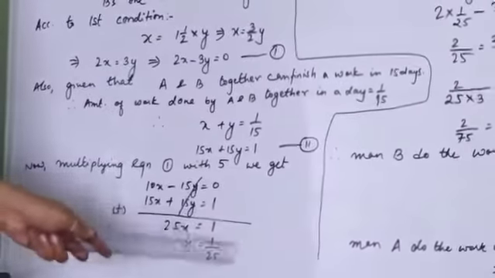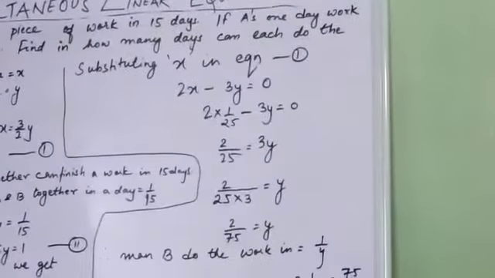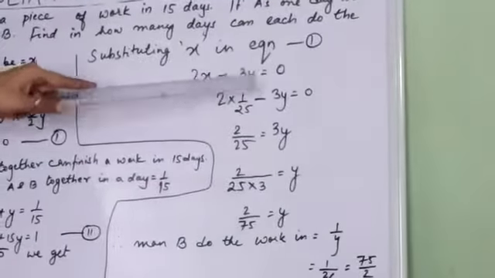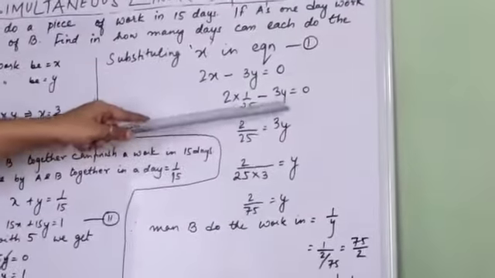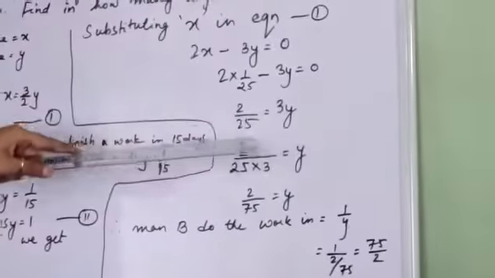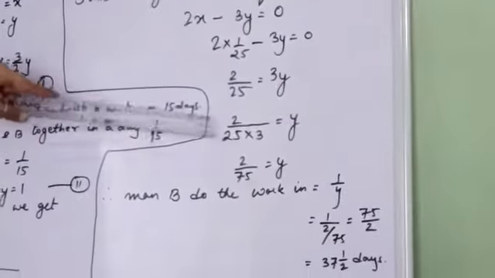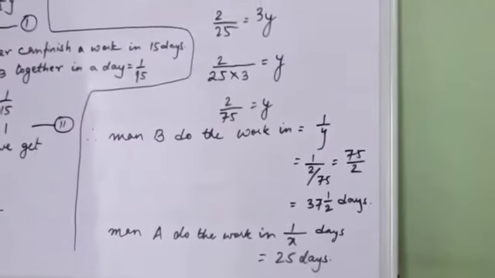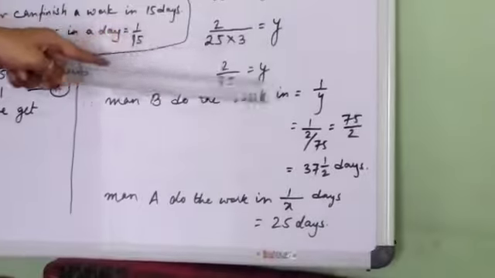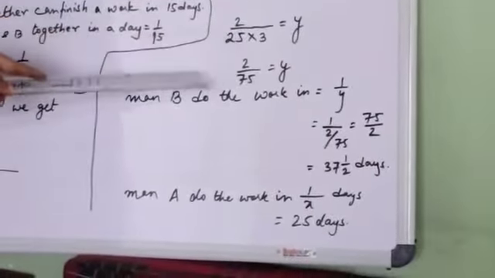So we now have the value of X, which we can substitute in any of the equations. So I have substituted the value of X in equation 1, which is 2x minus 3y equal to 0. So 2 into 1 by 25 minus 3y is equal to 0. So 2 by 25 is equal to 3y. When 3 comes down, it becomes 2 by 75 is equal to y. That means B's 1 day work is y, which is 2 by 75.